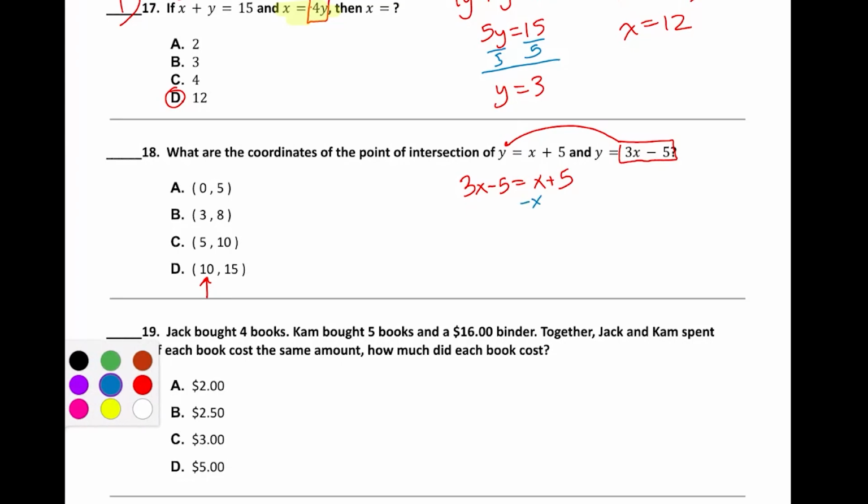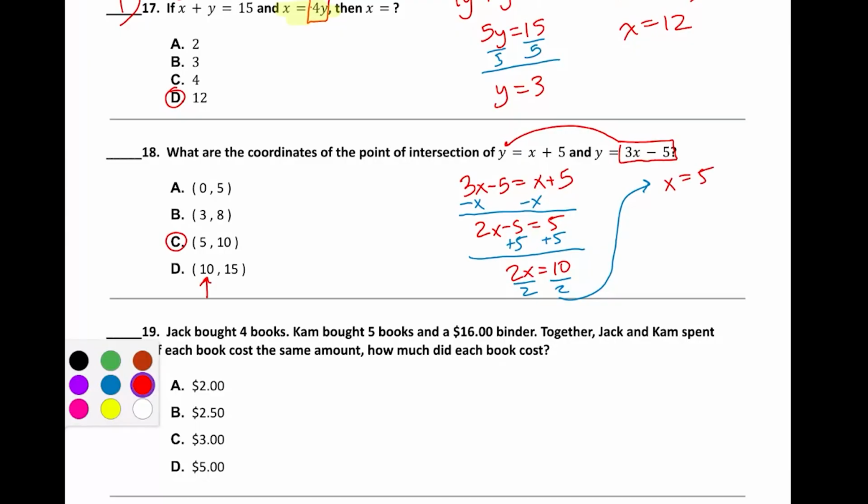So to solve this, we're going to subtract x from both sides. We get 2x minus 5 equals 5. Then I'm going to add 5 to both sides. So we get 2x equals 10. Divide both sides by 2. 10 divided by 2 is 5, so x is 5. So it looks very likely that our answer is going to be C, but let's check for the y coordinate as well. If y is x plus 5, that'd be 5 plus 5, which is 10, which definitely checks out with what we thought it would be.